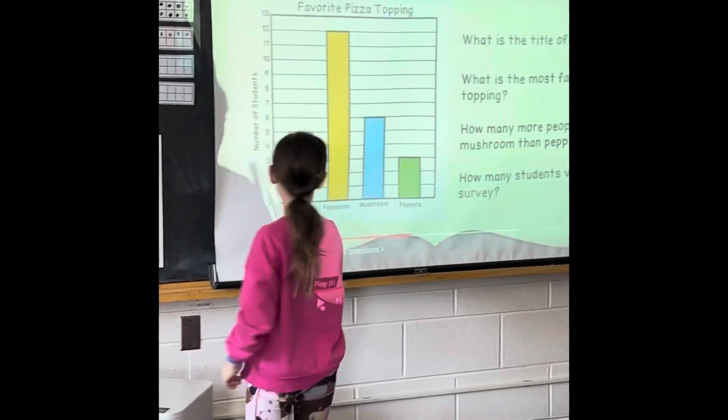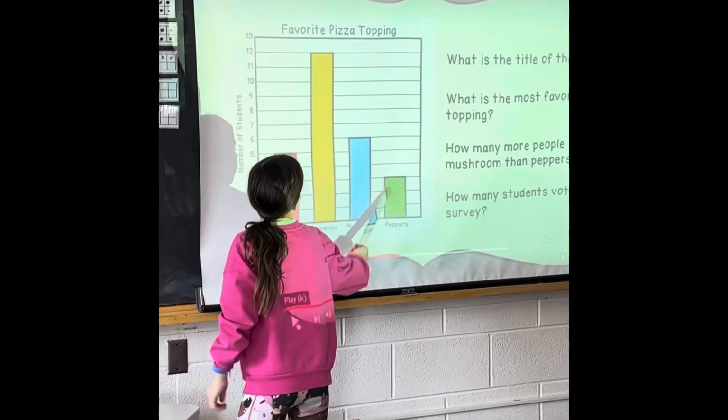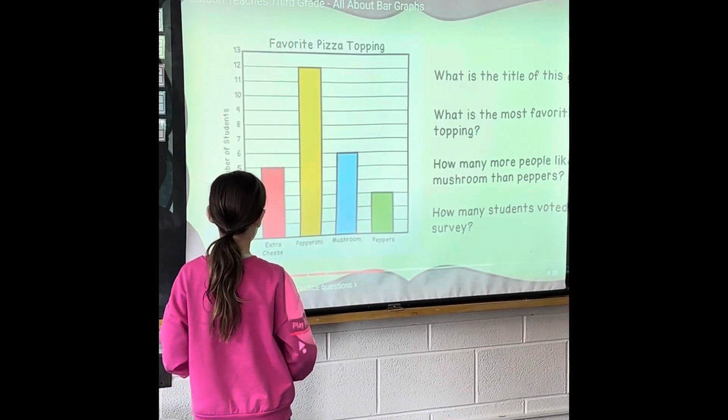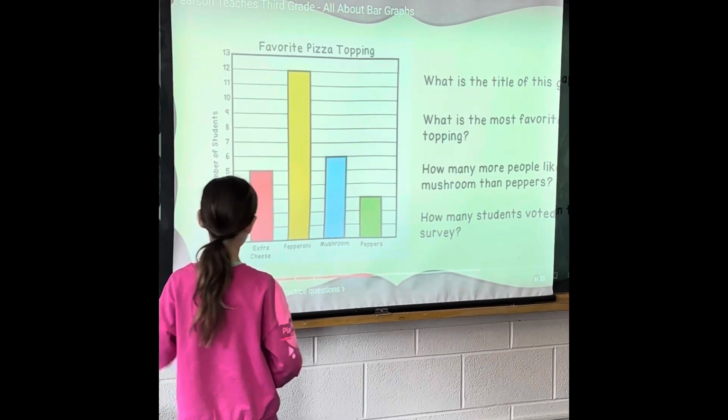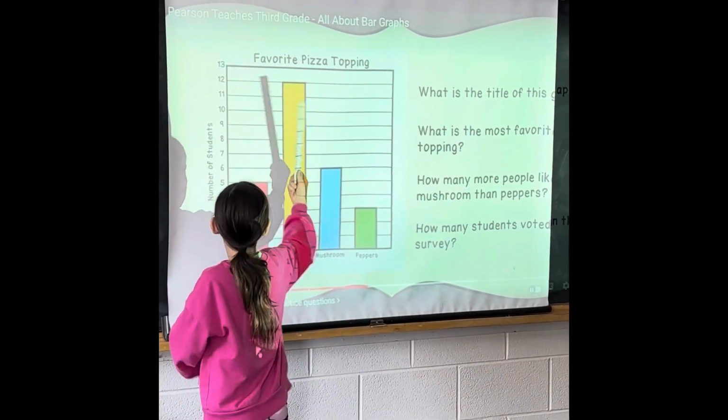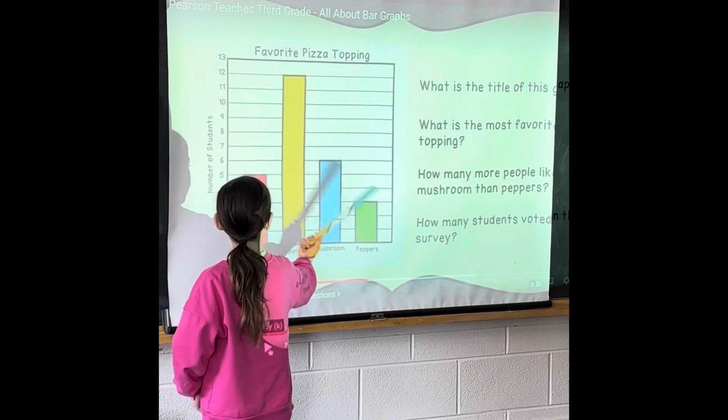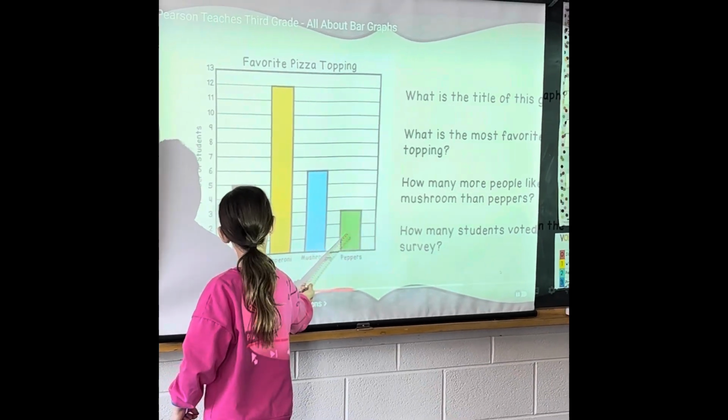Clara, 27. And how did you know it was 27? Do you want to show us with the ruler? Because if you add up all of the bars, they equal 27. Okay, can you break it down for us and how you got that number? 12 plus 5 plus 6 plus 3.